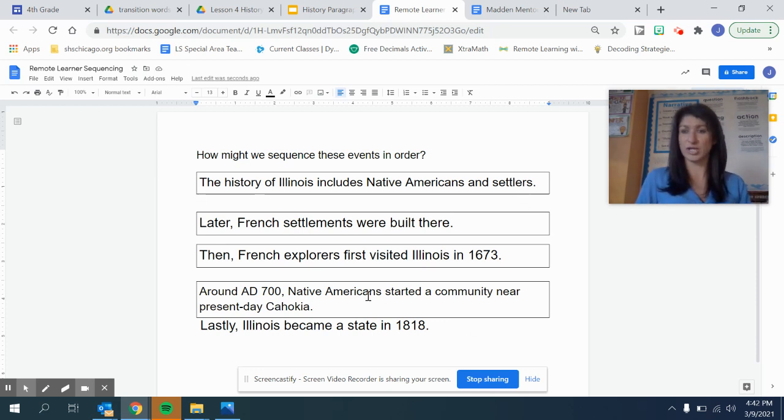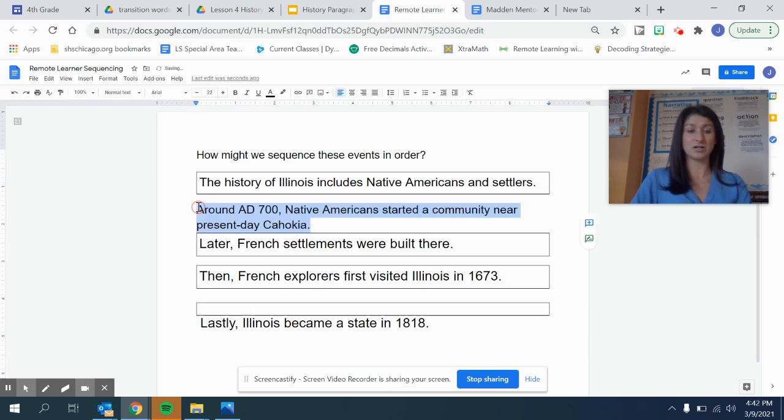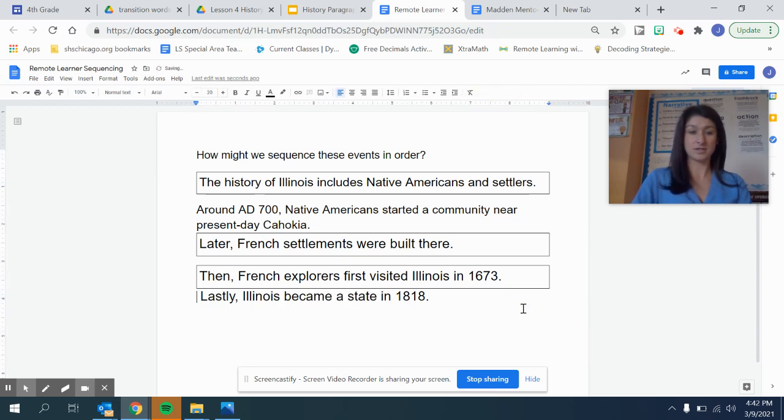I'm now going to start looking at some years here. Well, in AD 700, and then I've got 1673, I believe that this one would come first, right? Because of the AD 700. So this one would make sense to go after. Oh, lost my box there again too. All right, so then we have around AD 700, Native Americans started building a community near present-day Cahokia.